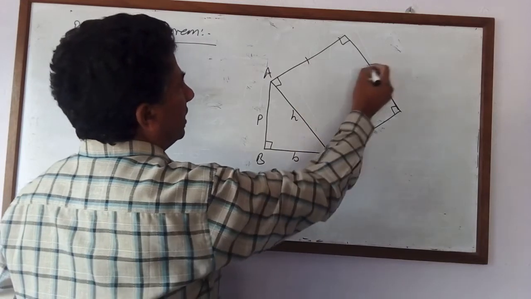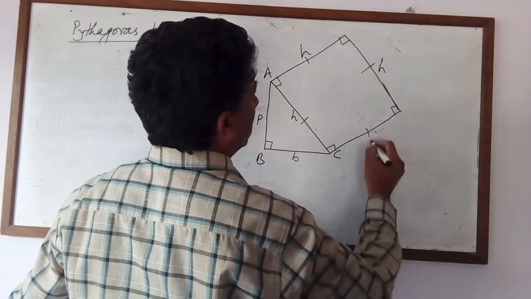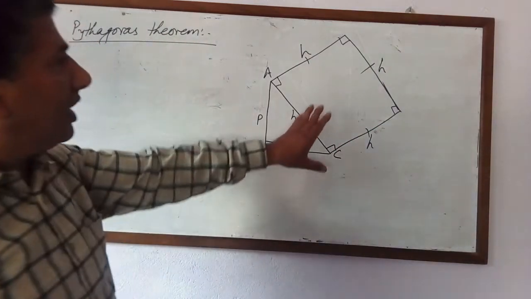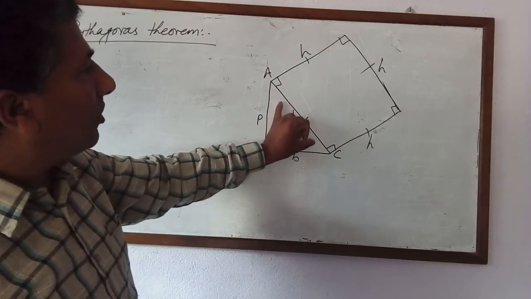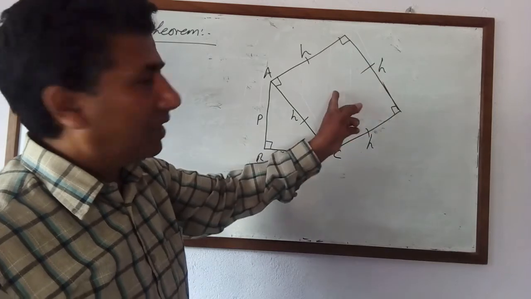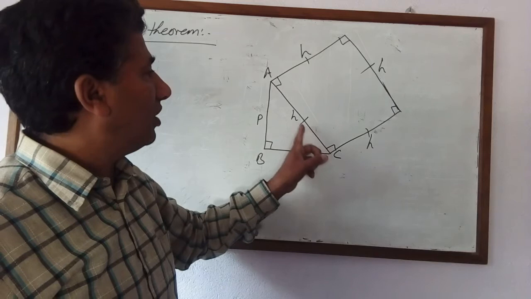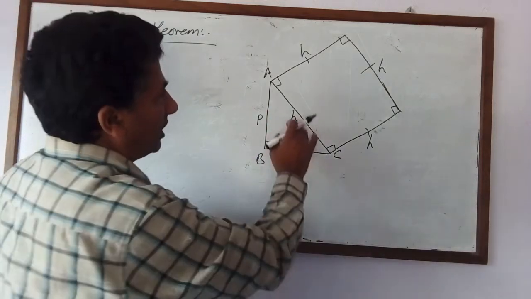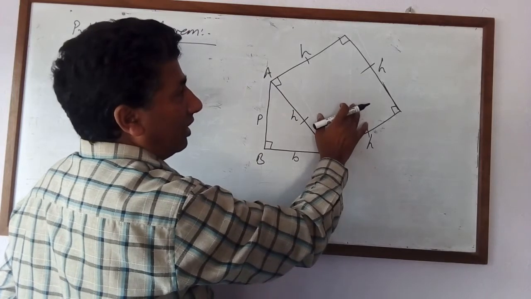In this, all the sides, this is h, this is h, this is h. Now I made a square on the hypotenuse. What is the measurement of this hypotenuse? By the same measurement I made a square. This side also h, this also h, this also h. What is the measurement of this h? Taking the same measurement as the side, I made a square.